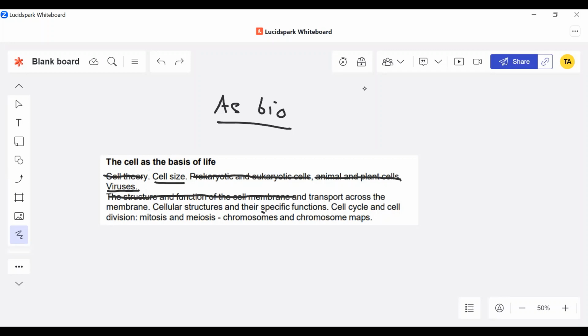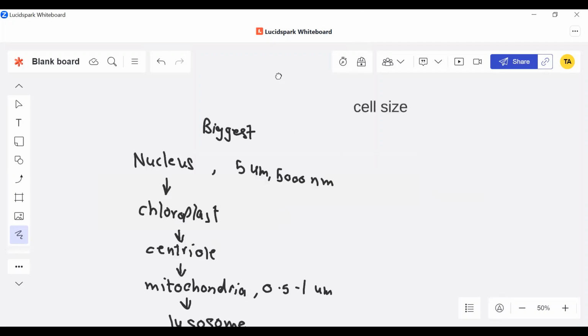But today I will focus on a few things. I'll focus on cell size. We'll also do viruses and bacteria. And we'll also do one function of the cell. We'll do one organelle today, which is the mitochondria, because mitochondria is very important and it has a separate chapter in A levels. So I'll focus on this today as well. Now, let's start with cell size first.